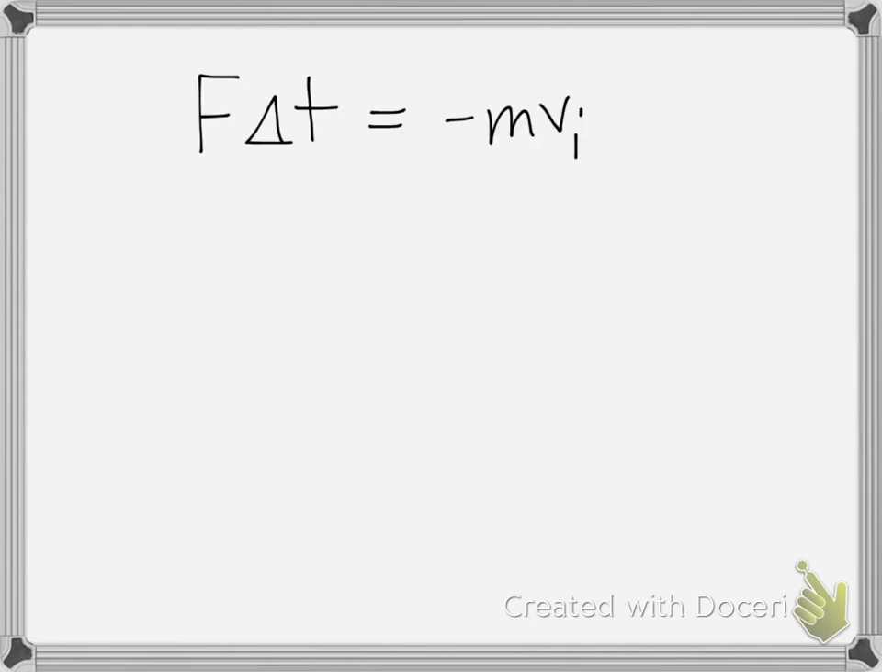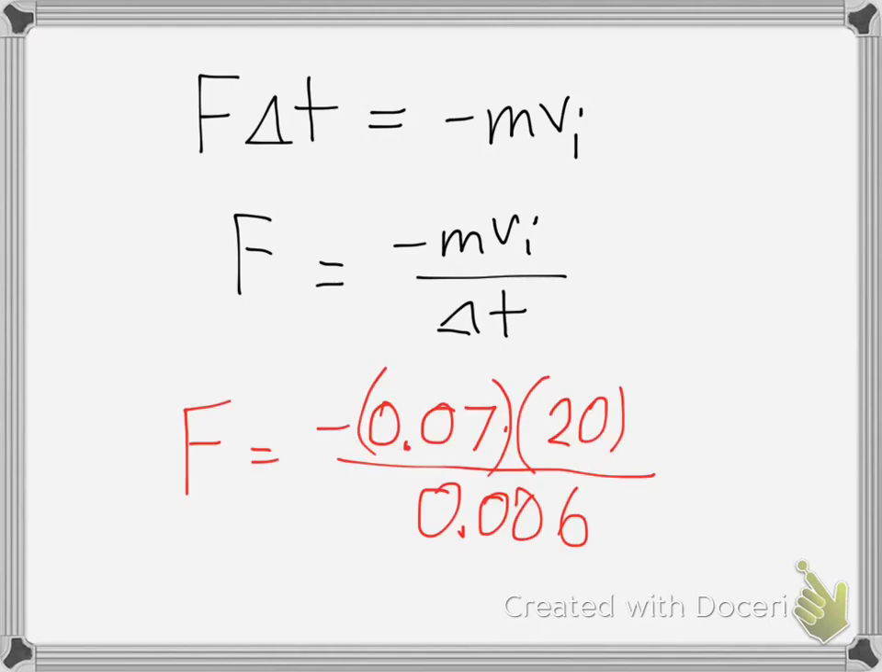Since I'm asked for the force that was acting on the egg, I'm going to solve for force. And then plugging in the values I know, notice that I changed 6 milliseconds into 0.006 seconds. It should be second nature to you at this point to always convert back to base units. Well, plugging in these values, I get my force to be around negative 233.3 newtons. The negative is just directional.